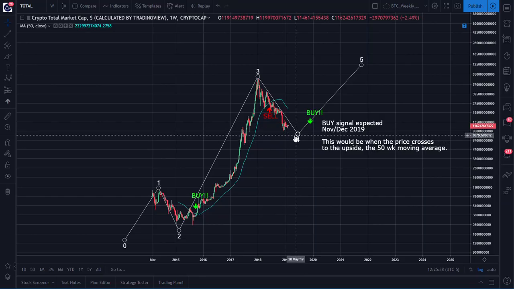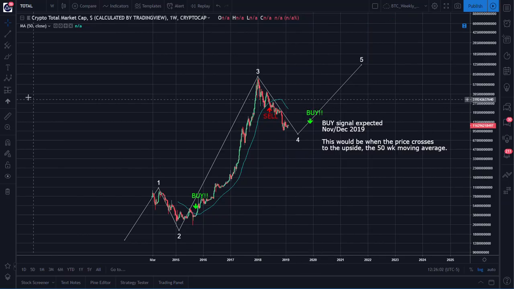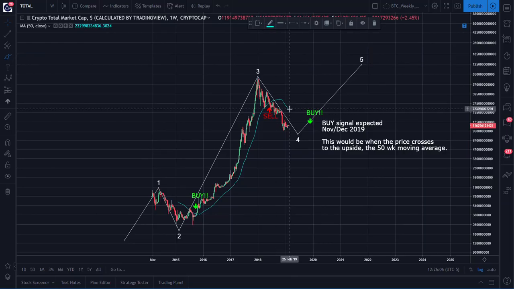I think wave 4 is almost done. And once it completes, I believe sometime in November or December of this year, the 50-week moving average will start turning up or flattening. Like this. It'll start flattening.